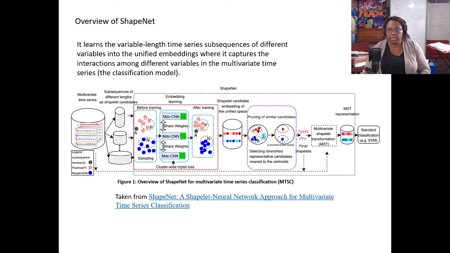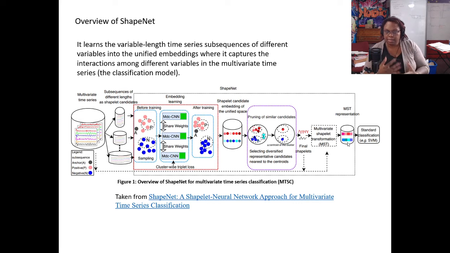So this is an overview of ShapeNet. It learns the variable length time series subsequences of different variables in the unified embeddings, where it captures the interactions between the different variables in the multivariate time series. And in doing so, it creates a classification model, which we have over here.